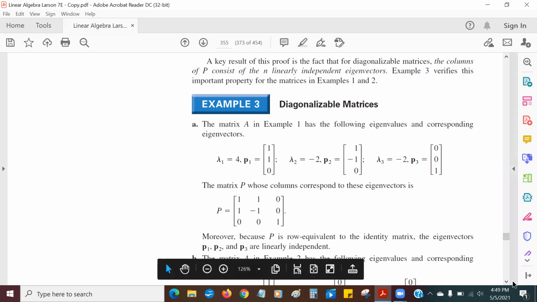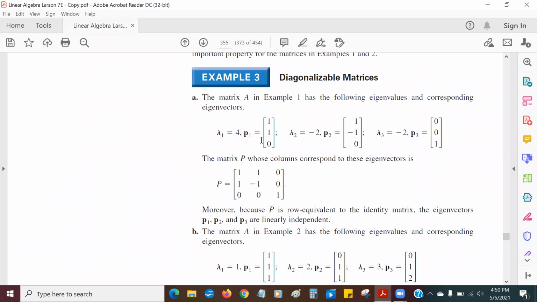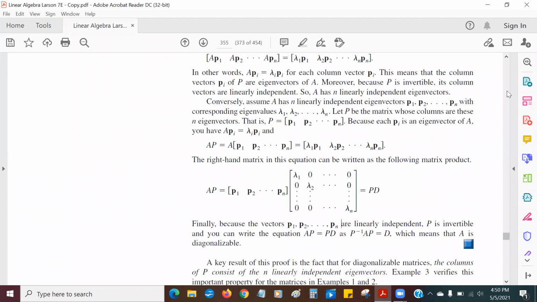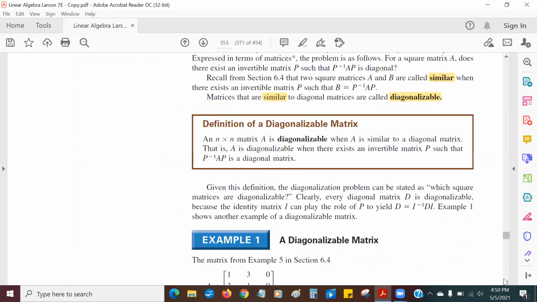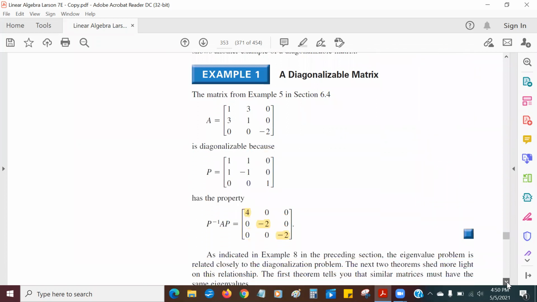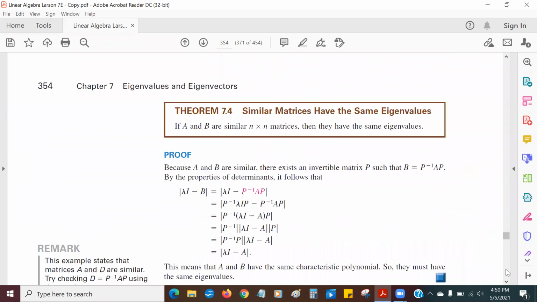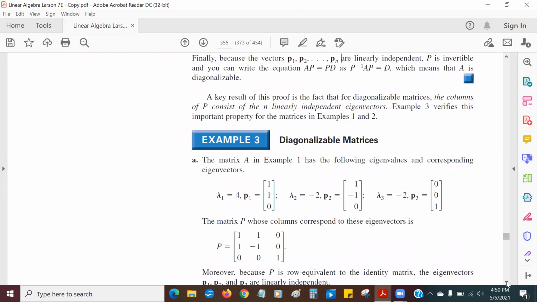So I have a matrix A from example 1, and it has the following eigenvalues and corresponding eigenvectors. Lambda 1 is 4, and P1, which is an eigenvector, is 1, 1, 0. For lambda 2, negative 2, P2 is the eigenvector. Lambda 3. Now, let's just look at example 1 to remind ourselves what it was. Example 1 was this guy right here, and notice we said 1, 1, 0, 1, negative 1, 0, and 0, 0, 1. So that's kind of cool. Let's go back to example 3.